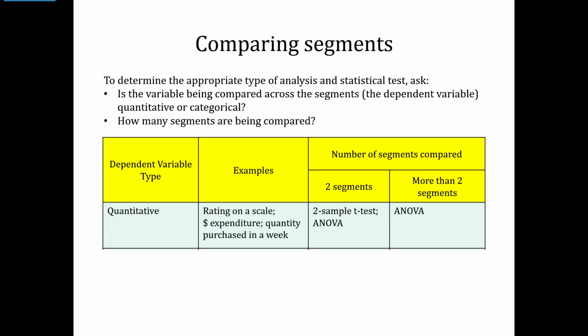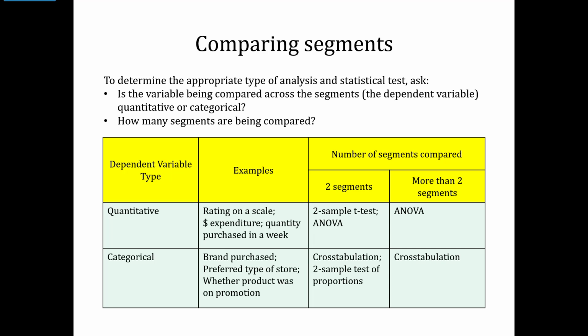If the variable is quantitative, for example, if we want to compare ratings on a scale or dollar expenditure or purchase quantity across the segments, then we can use a two-sample test of means or ANOVA if we have two segments. If we have more than two segments, then ANOVA is the only option.